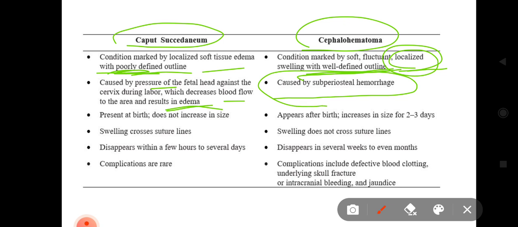So the pathology is different here, the mechanism is different. Caput is present at birth and does not increase in size, while cephalohematoma appears after birth and increases in size for the first 2-3 days. Now another important point can be asked as a one-liner in MCQ.